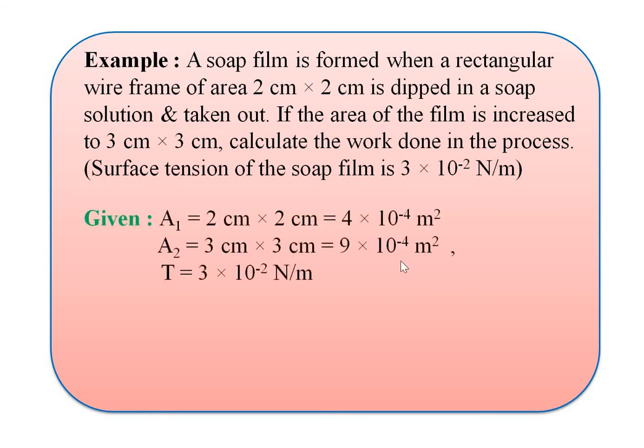Given data, the area A1 is equal to 2 cm by 2 cm, in SI form that means 4 into 10 raised to minus 4 meter square. Second, A2 is equal to 3 cm by 3 cm, that means 9 into 10 raised to minus 4 meter square. And the surface tension of the soap solution given in the problem is 3 into 10 raised to minus 2 Newton per meter. Here we have to find out the work done. As we know, the formula for the work done is dW is equal to T times dA. So let's solve this problem.